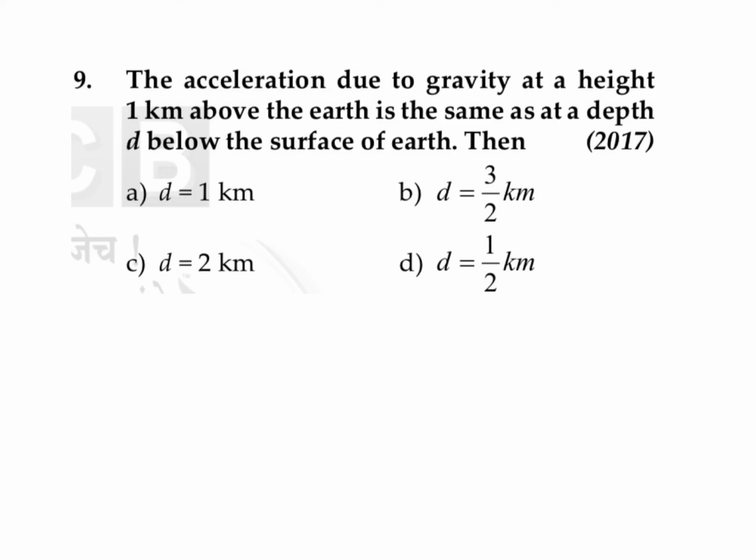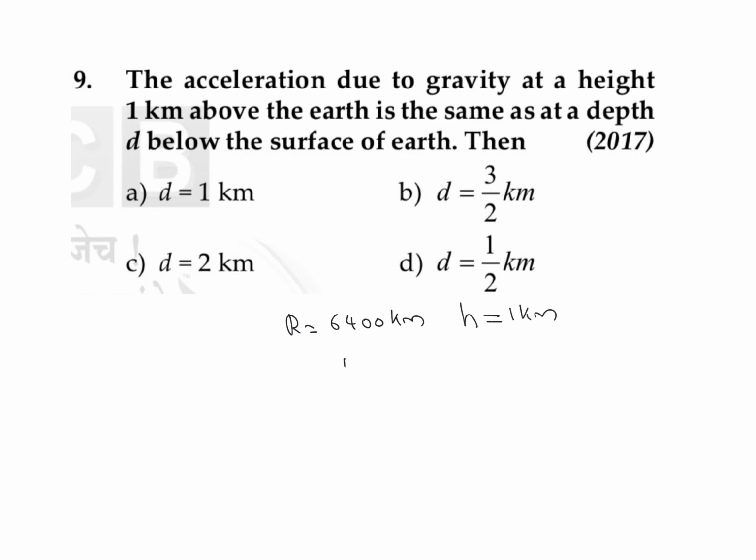The acceleration due to gravity at a height 1 kilometer above the earth is the same as at a depth d below the surface of earth. So we know that the radius of earth is around 6400 kilometers, and we are going to find it at a height h which is equal to 1 kilometer.